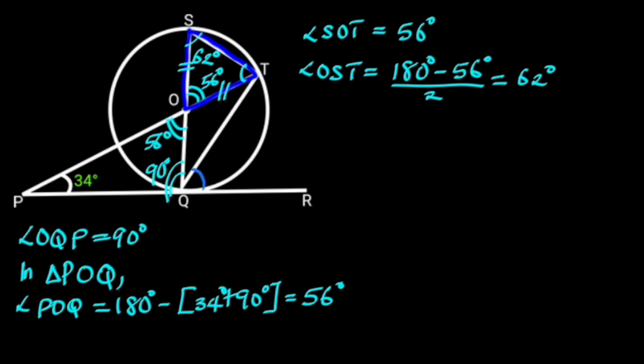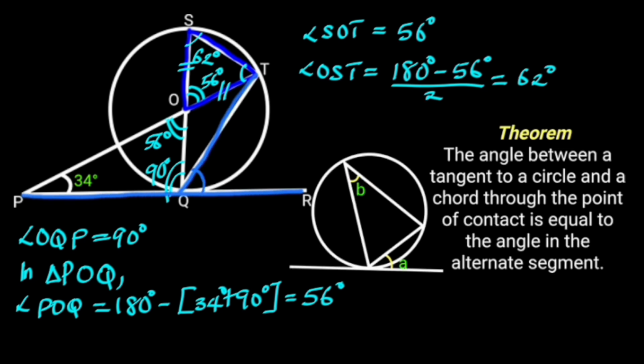Notice that angle TQR is an angle between chord and tangent. Let's recall the circle theorem of the angle between the chord and the tangent. It states that the angle between a tangent to a circle and a chord through the point of contact is equal to the angle in the alternate segment. Since A, which is the angle between the tangent and the chord, is equal to B, which is the angle in the alternate segment, it follows that angle TQR is equal to angle QST. But angle QST is equal to 62 degrees. Hence, angle TQR is equal to 62 degrees.